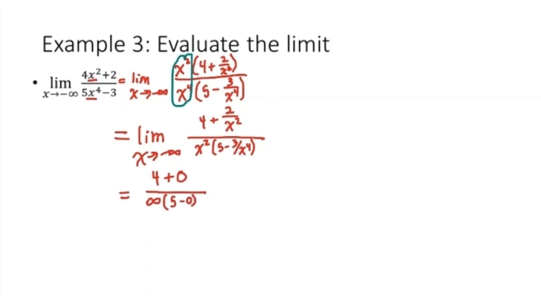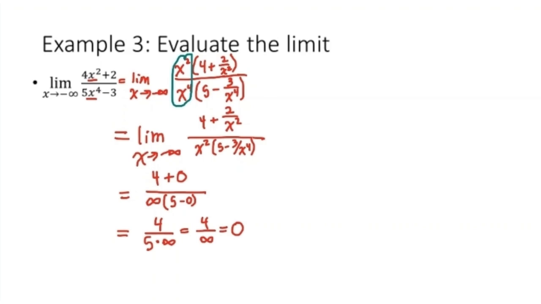Now here we are treating infinity as a number, but remember infinity is not a number. 4 plus 0 is 4. 5 minus 0 is 5. 5 times infinity is infinity. And 4 divided by infinity will be 0. So here, our limit as x approaches negative infinity of 4x squared plus 2 all over 5x to the 4th minus 3 is 0.